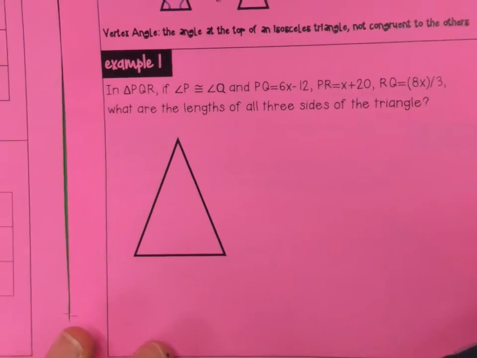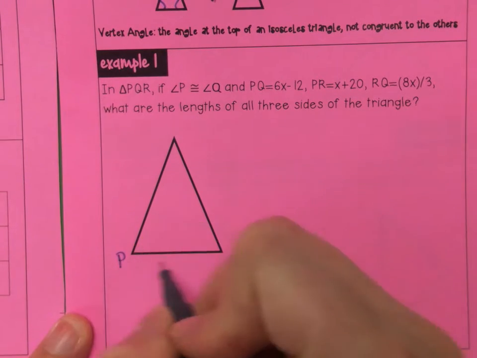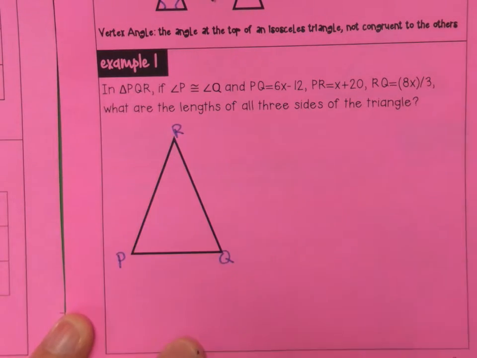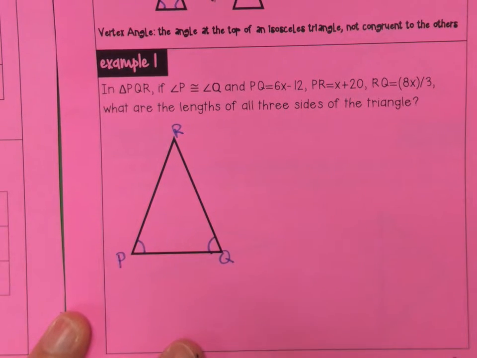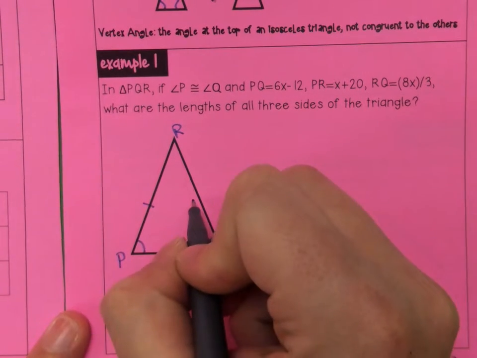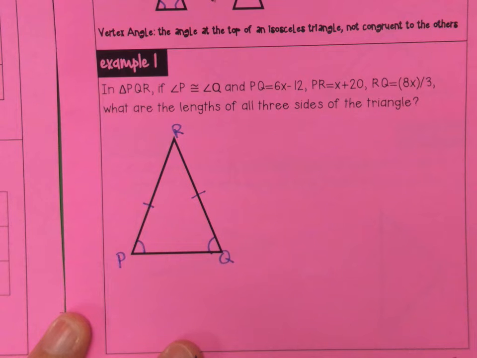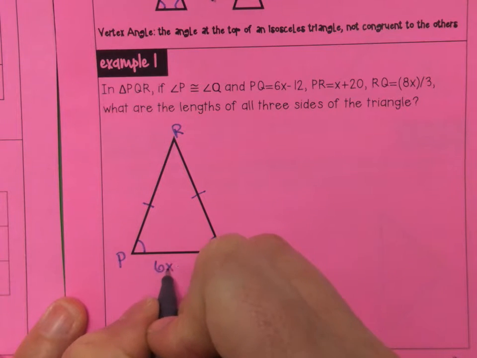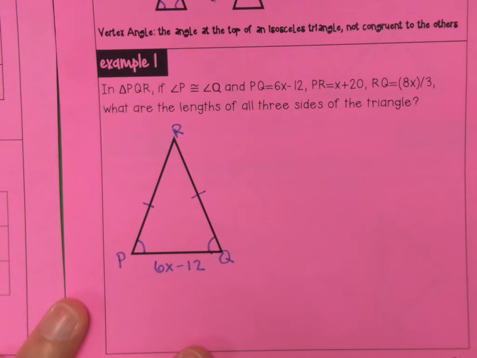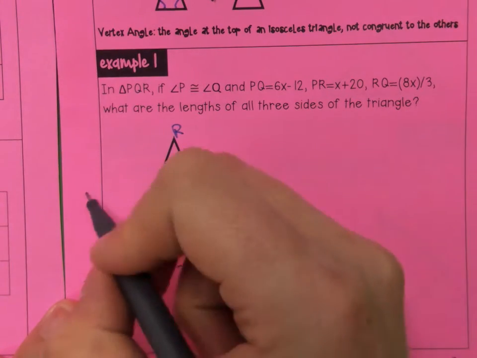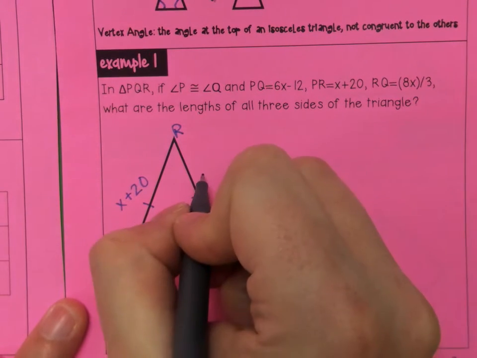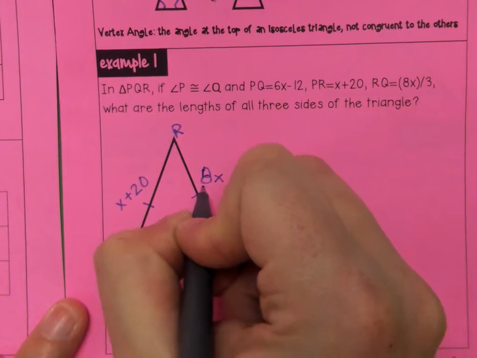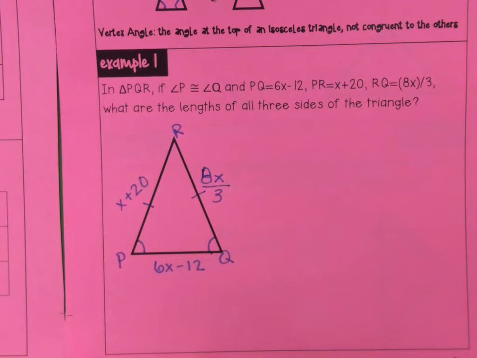All right, so we've got triangle PQR. We're going to label our triangle as P, Q, and then R. We know angle P is congruent to angle Q, so we're going to mark those. And then if angle P is congruent to angle Q, then PR is congruent to QR. Then we're going to label PQ as 6x minus 12. We're going to label PR as x plus 20. And then we're going to label RQ as 8x over 3. That's a fraction. It's not written very pretty, but it is a fraction.